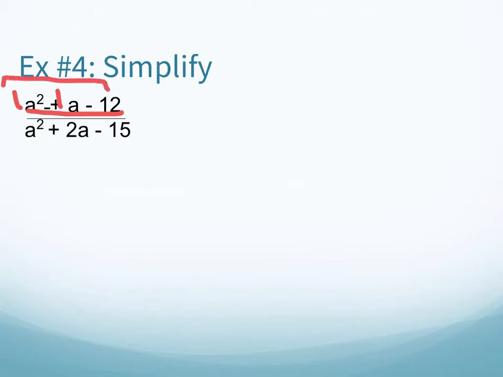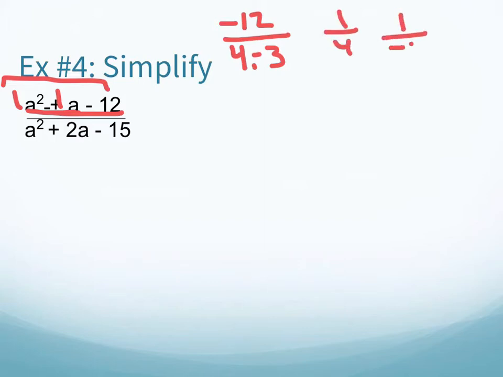So 1 times negative 12 is negative 12. We need it to multiply together to give us negative 12 and add together to give us positive 1, which is going to be 4 and 3, with the 3 being negative. So our fractions will be 1 over 4 and 1 over negative 3, which we can't reduce. So we'll have an a plus 4 and an a minus 3.